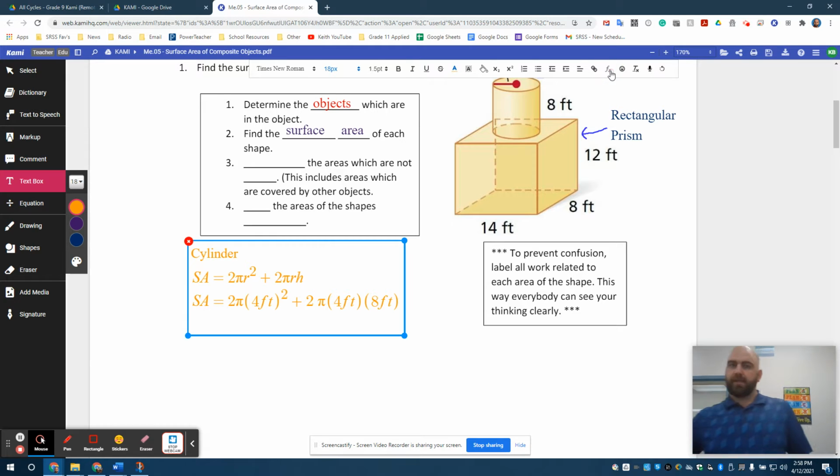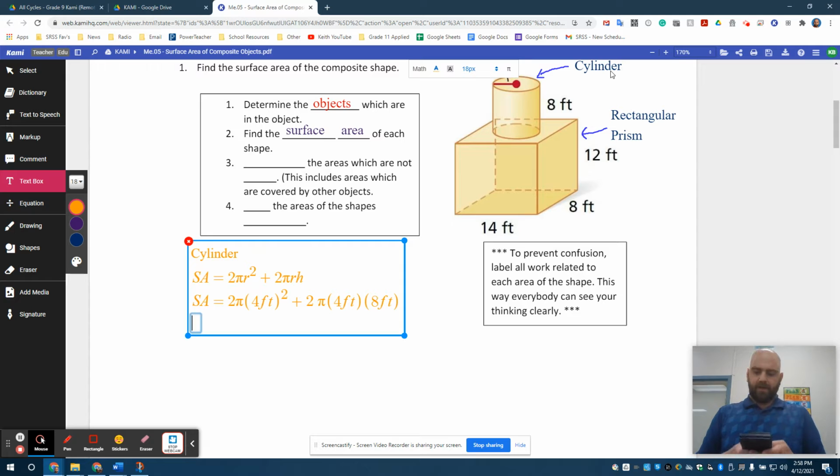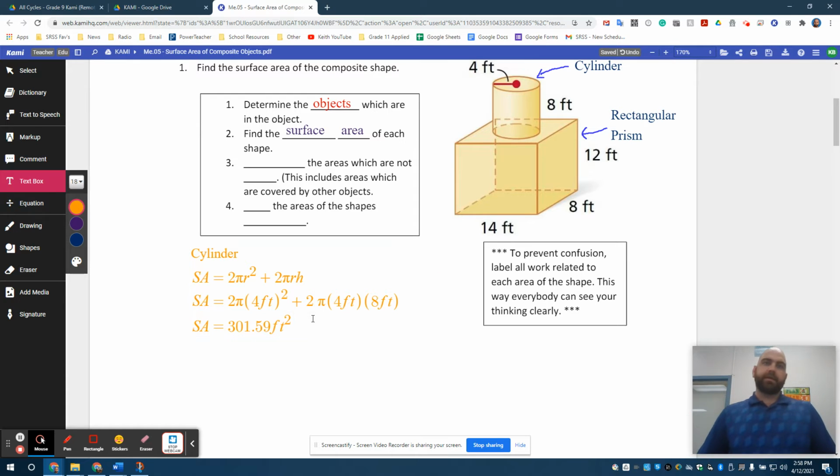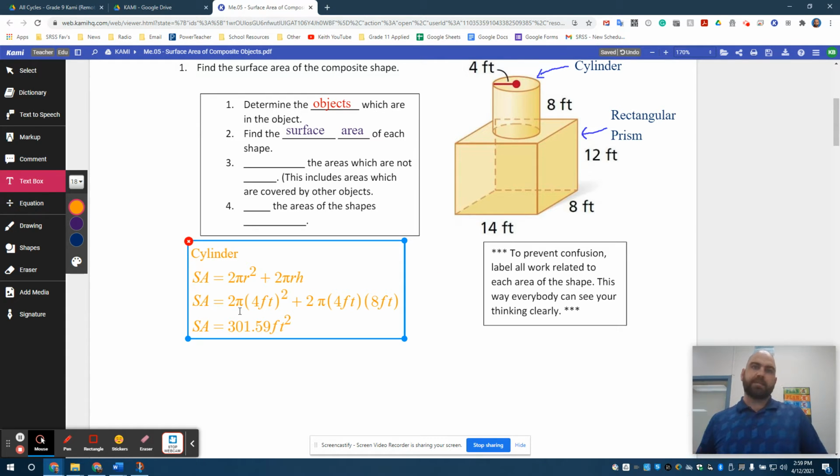If we do the calculations, I'm going to use my calculator. This is going to take a little bit. 2 times pi times 4 squared plus 2 times pi times 4 times 8. And that gives 301.59 feet squared. Let's get surface area equals in front there. All right, there is the cylinder. So we found that it's 301.59 square feet of space. We got that part done first.